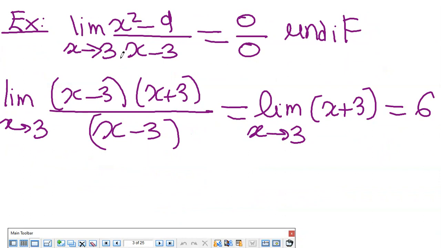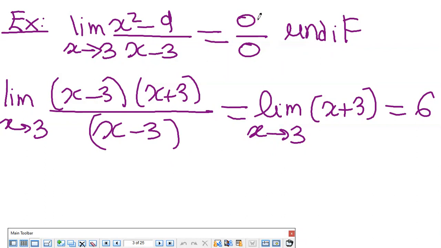If I have, for example, to calculate the limit of (x squared minus 9) over (x minus 3), if I come and replace x by 3, I will have 3 squared, it's 9, 9 minus 9, 0 over 0, undefined. When it's undefined, I need to think about another strategy to be able to calculate the limit.